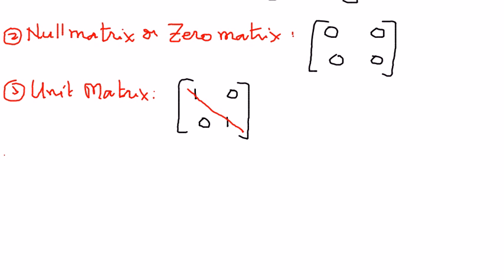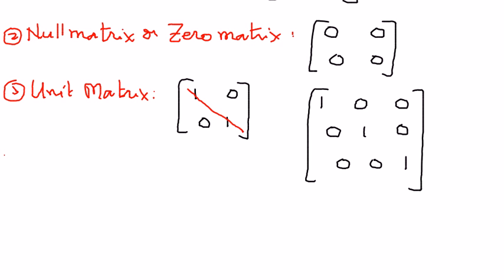Another example, if I have a matrix of this size, 1, 0, 0, 0, 1, 0, 0, 0, 1. Let's say we have 3 rows and 3 columns. As long as the major diagonal elements are 1 and the rest of the elements are all zeros, these types of matrices are called unit matrix.